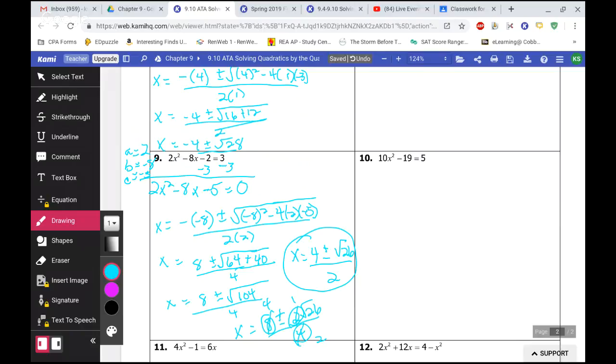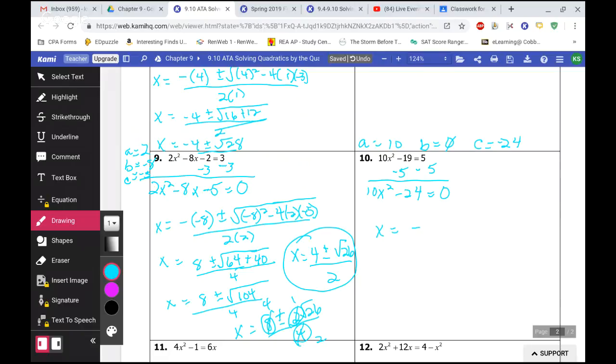Okay, so number 10, not in standard form. So I have to move the 5 over. So that's going to be 10x squared minus 19 minus 5, which is negative 24 equals 0. So I want to identify A, which is 10, B, which is 0, and C, which is negative 24. So now I'm going to plug that in.